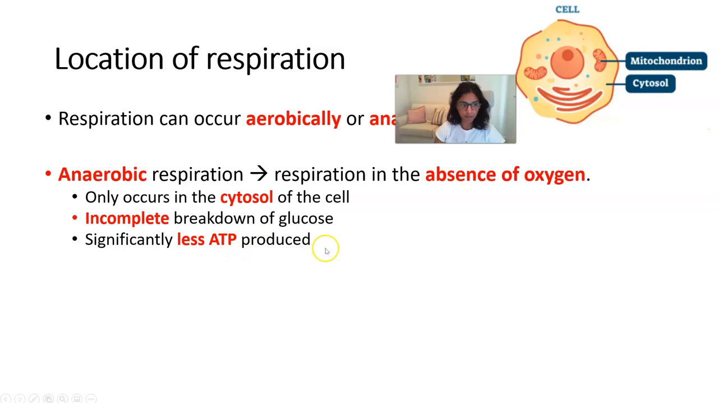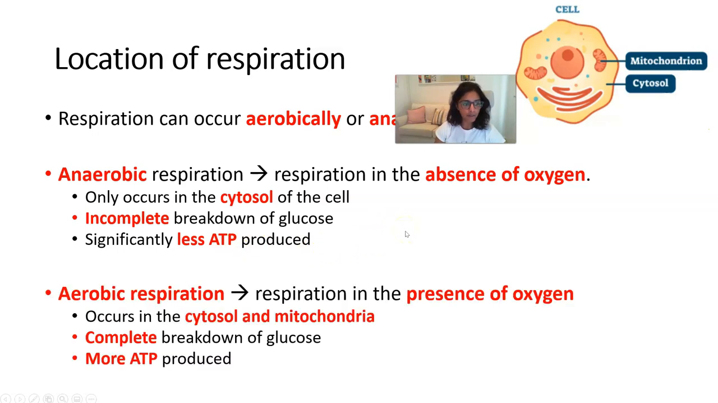If we contrast that with aerobic respiration, it does require oxygen. So aerobic respiration does require oxygen to occur. It occurs in 2 places within the cell, the cytoplasm and the mitochondria. And because it happens in 2 different places in the presence of oxygen, glucose is completely broken down and we get significantly more ATP per glucose molecule.